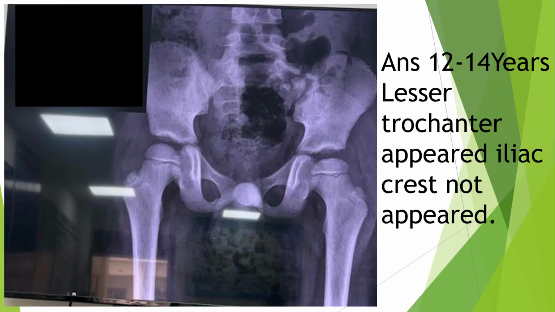Okay, so this was the X-ray that we were discussing previously, where the age will be 12 to 14 years. Why 12 to 14 years? Because lesser trochanter has appeared and triradiate cartilage is not fused, so less than 15. Head of femur appeared, not fused, so more than 1, less than 18. Greater trochanter appeared, so more than 4 and less than 18.